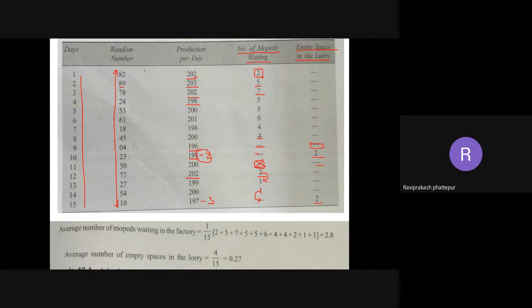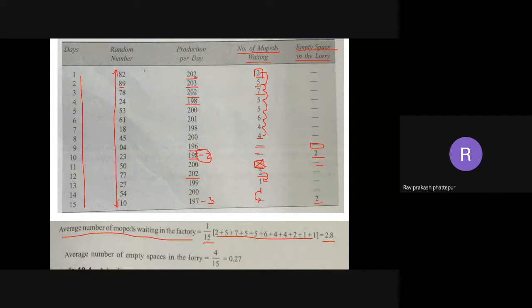See, they have asked you for the average number of mopeds waiting in the factory. So the average number of mopeds waiting in the factory is, total number of days is 15. Then how many are extra waiting? So you need to add those. So that is 2 plus 5 plus 7 plus 5 plus 5 plus 6 plus 4 plus 4, coming here plus 2 plus 1 and plus 1. So that is what is written here. So it comes to 2.8. So in general, 2.8 vehicles is almost near 3. So almost 3 vehicles per day on average will be having the waiting period. They'll be waiting in the company itself.